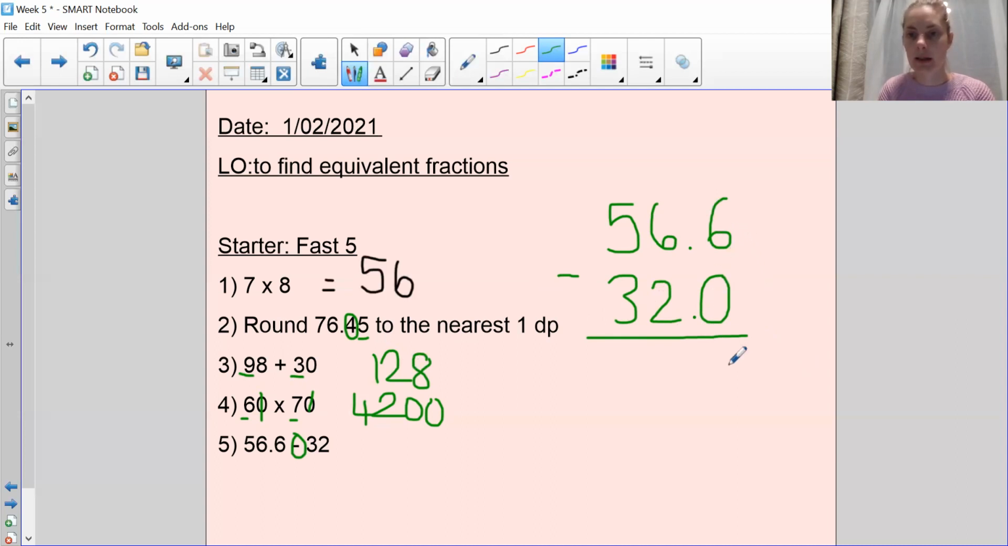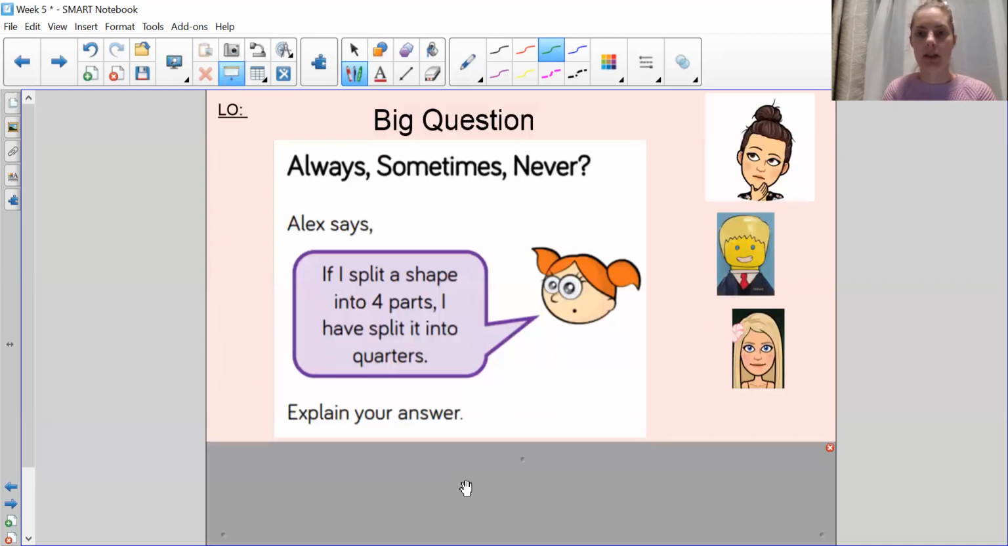Right, 6 minus 0 is 6. Bringing down that decimal, making sure my decimals all line up. 6 minus 2 is 4, and 5 minus 3 is 2. So a nice easy one with no regrouping. Hopefully you've done really well with your starter, and let's have a look at today.